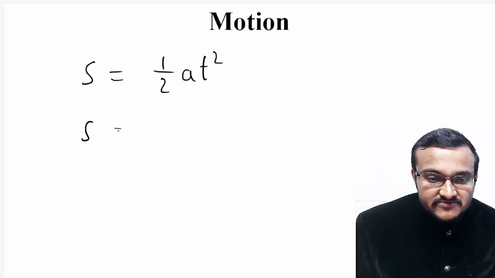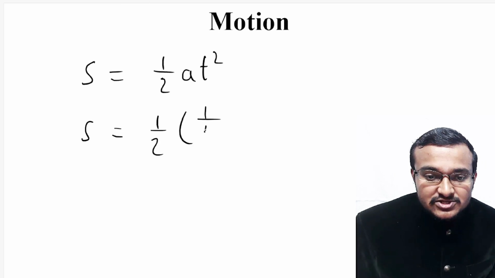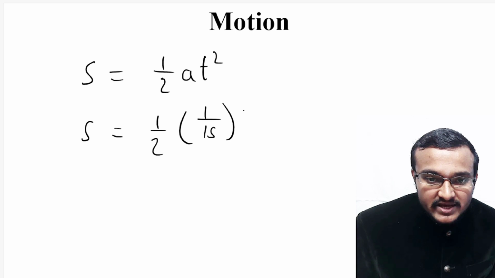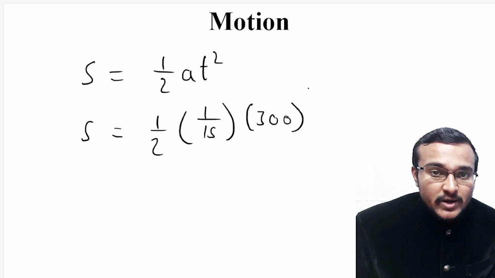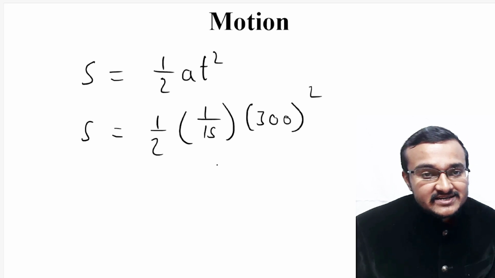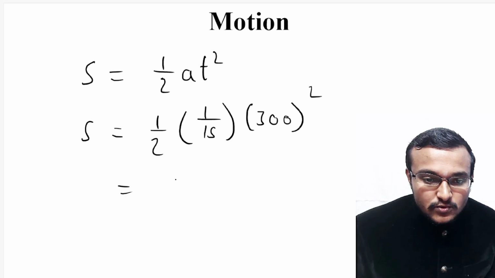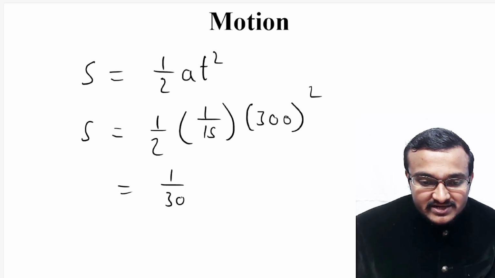So what is the acceleration which we have got? That also we have got in SI unit only. So that is 1 by 15 meter per second square, into what is the time we have here? 300 seconds. So it is t square, so 300 square will be there. So 15 into 2 will be equal to 30. So 1 by 30 will be there.